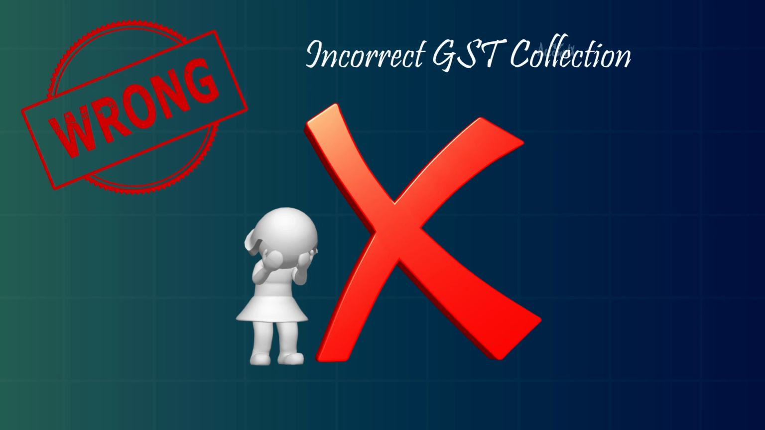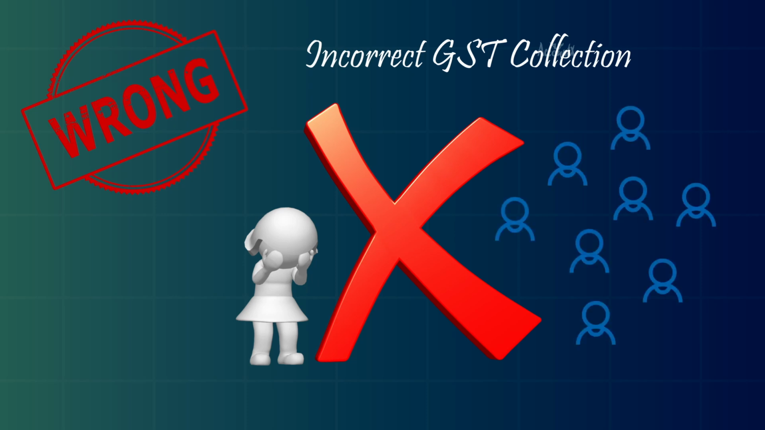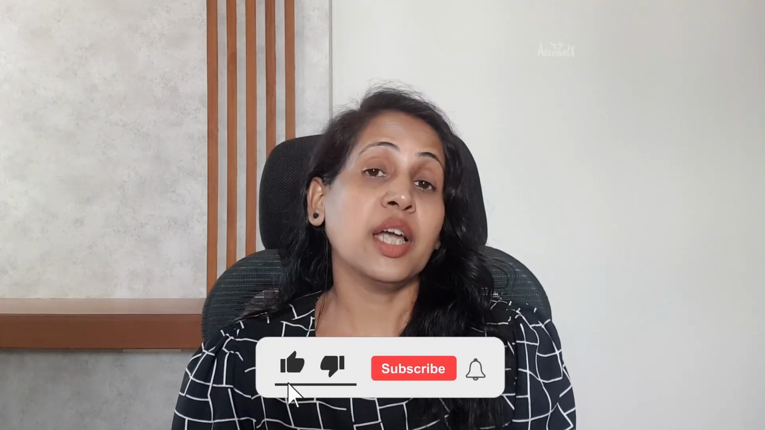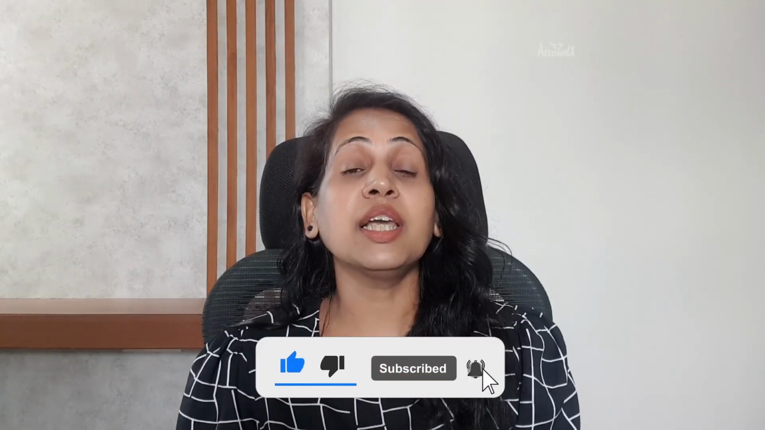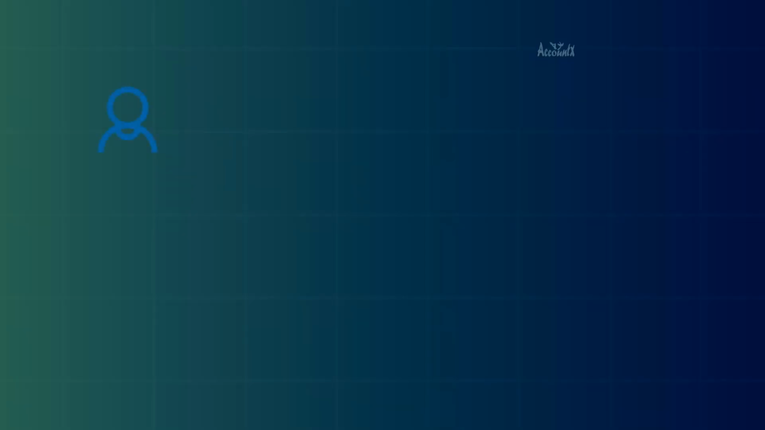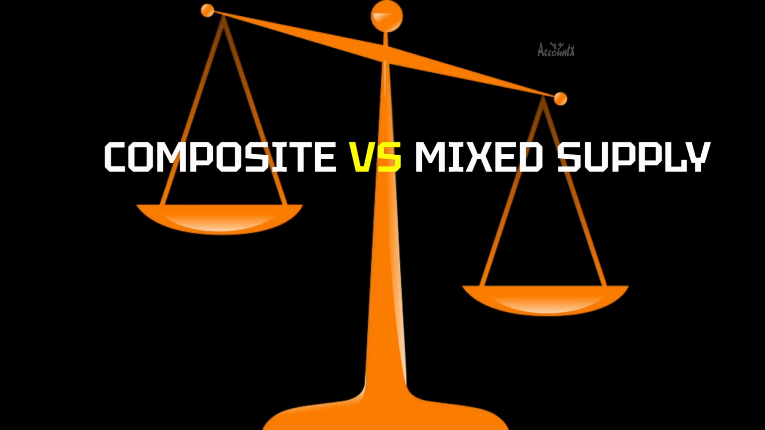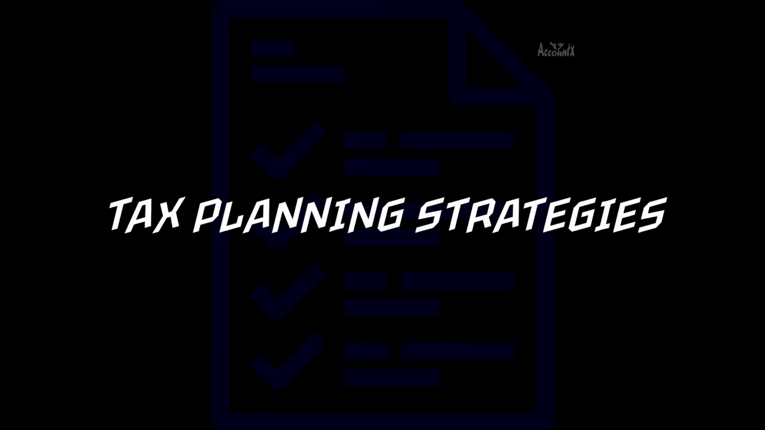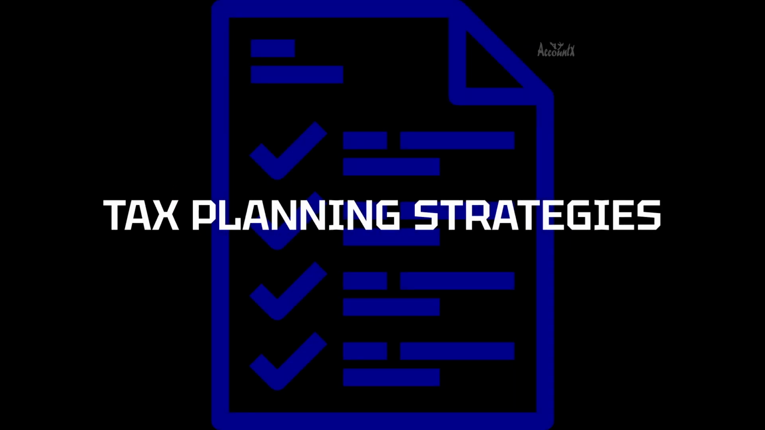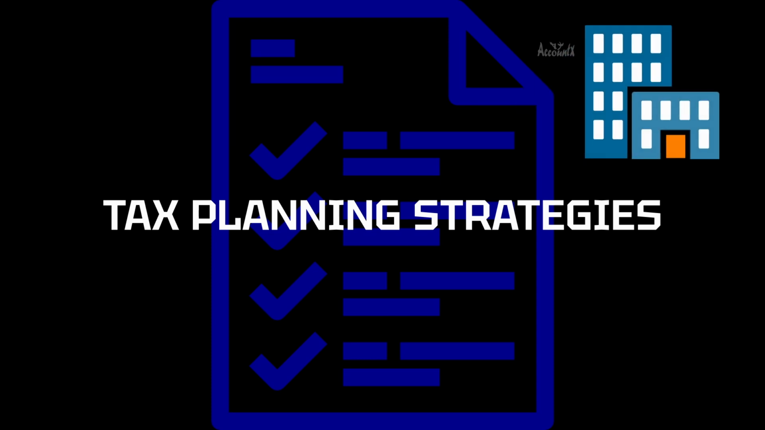Sometimes wrong classification can also lead to incorrect GST collection, which ultimately is borne by consumers like you and me. So, not just for businesses, even for consumers, it is equally important that we understand these terms so that we don't end up paying excess taxes. So, in today's video, let's understand the difference between composite and mixed supplies. Let's also go through certain tax planning strategies that businesses can follow, which in turn can benefit consumers like you and me.